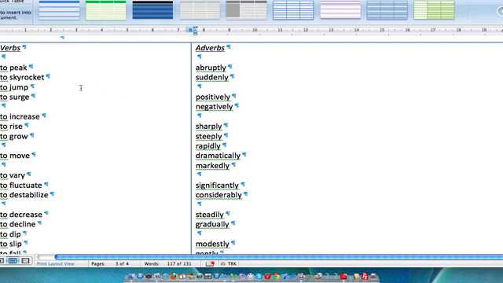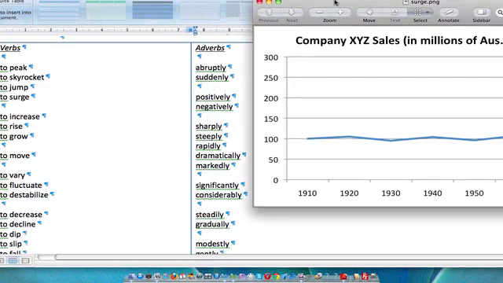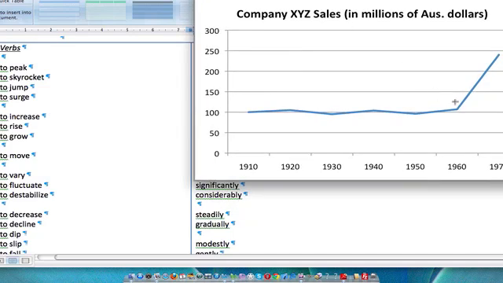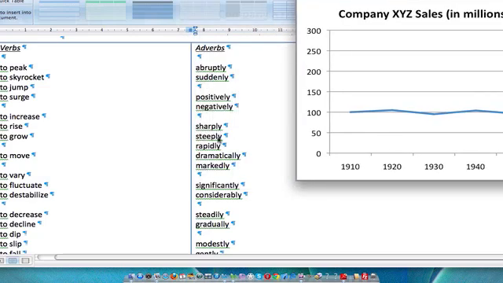So we could say the figure jumps abruptly. That would be an accurate way to describe this portion of the graph. The figure jumps abruptly. Or we could say in 1960, sales suddenly surged. Okay. Now, let's continue here. Sharply, steeply, rapidly, dramatically, markedly.